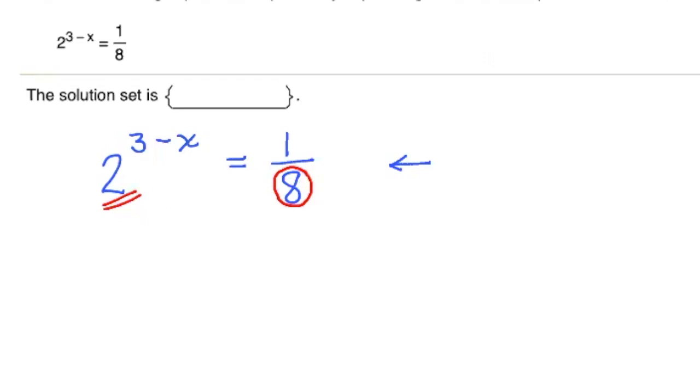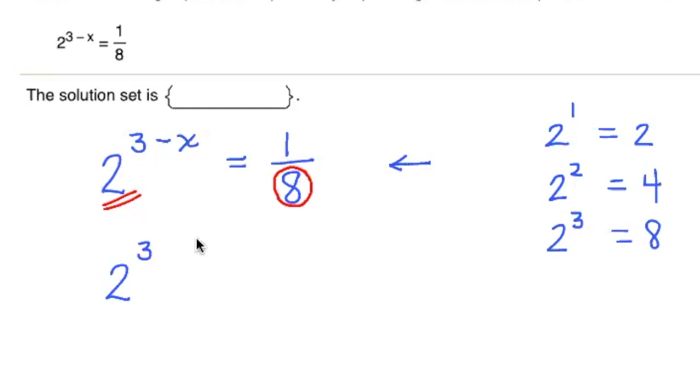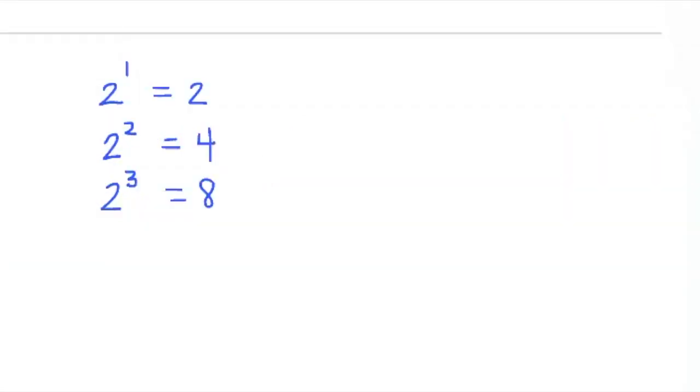Is 8 a power of 2? Well, we've got 2 to the first is 2, 2 to the second is 4, 2 cubed is 8. I'm going to leave my left-hand side alone. I'm going to write my right-hand side as 1 over 2 cubed. Now you need the negative exponent rule that says if you have x to the negative exponent, it's the same as 1 over that x with a positive exponent.